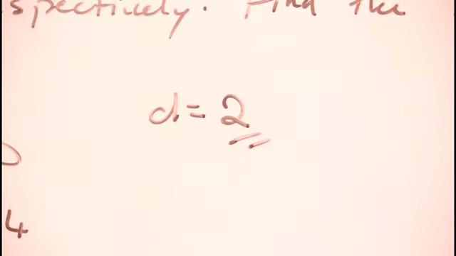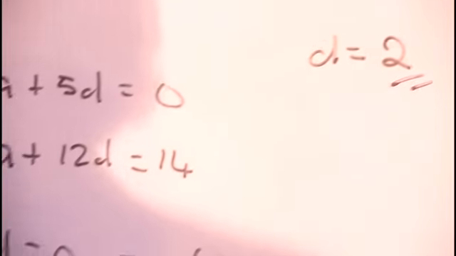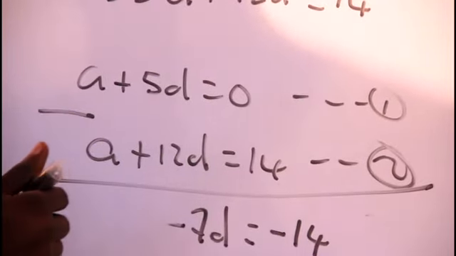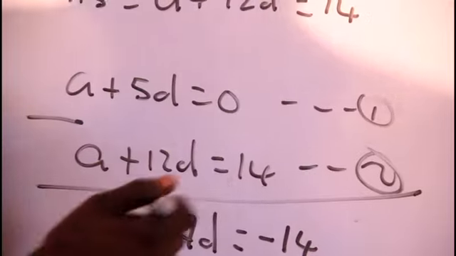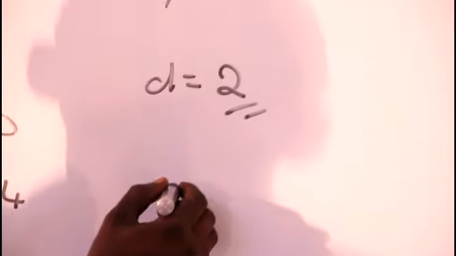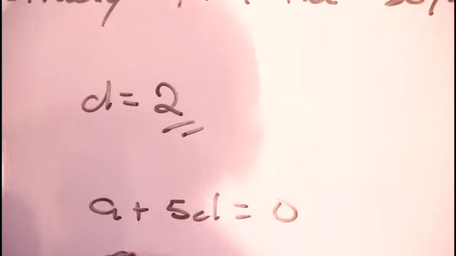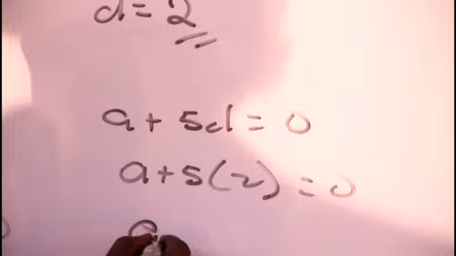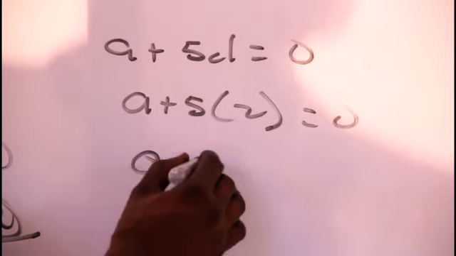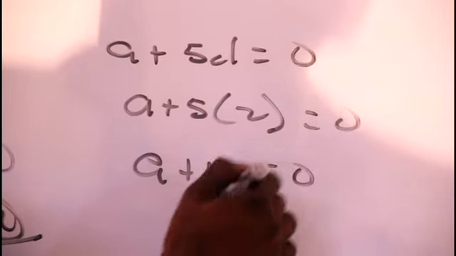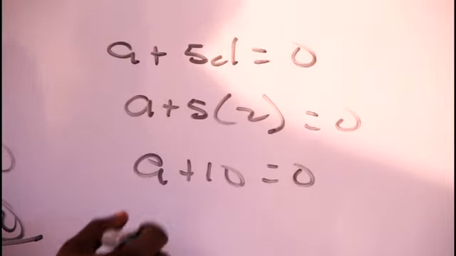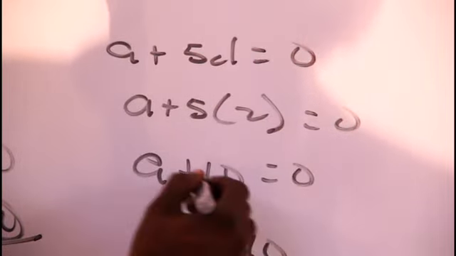We've gotten our D. We can now substitute the value of D into any of the original equations. Here, that's equation 1, to find our A. So let's do that. We end up having, equation 1 states that A plus 5D is equal to 0. So our D is 2. That will now be A plus 5 into 2 being equal to 0. Now we have A plus 10, if you expand this bracket, being equal to 0. Add the additive inverse of 10 to both sides. A will be equal to minus 10.